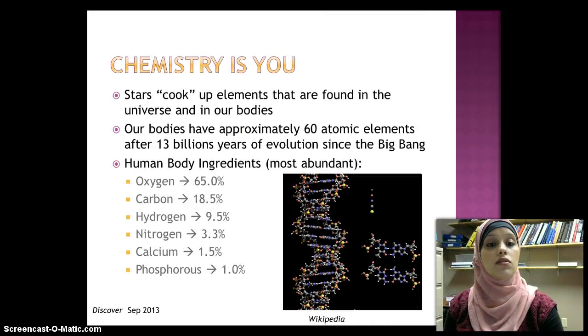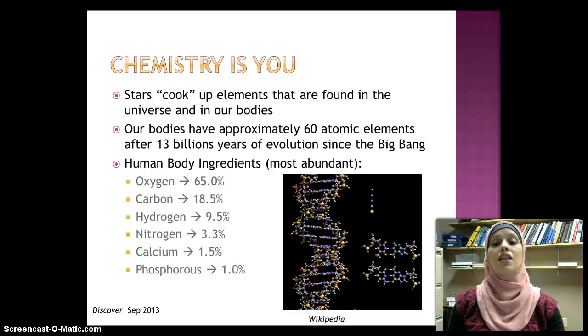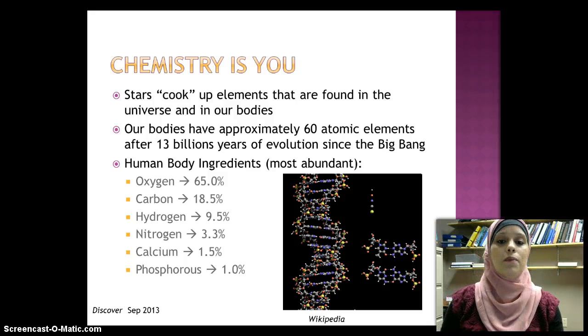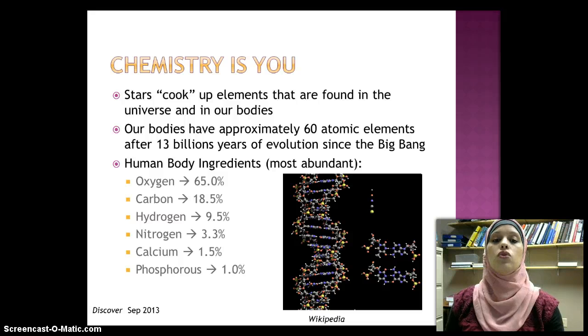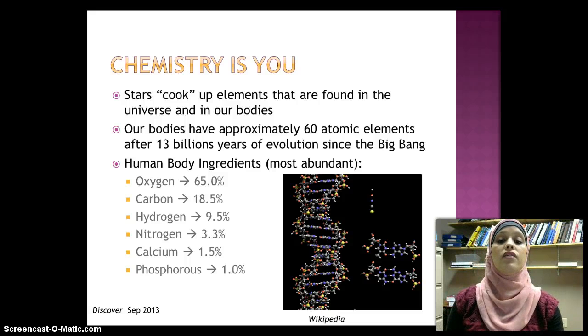And most of all, chemistry is you. It's who you are. You see, the stars cook up elements that are found in the universe and in our bodies. When the Big Bang took place about 13 billion years ago, we only really had hydrogen in the stars, which is the first element you'll find on the periodic table. And then through evolution and through the process of creating the universe, more and more elements were made. And us here on Earth, after 13 billion years, have 60 atomic elements in our bodies.